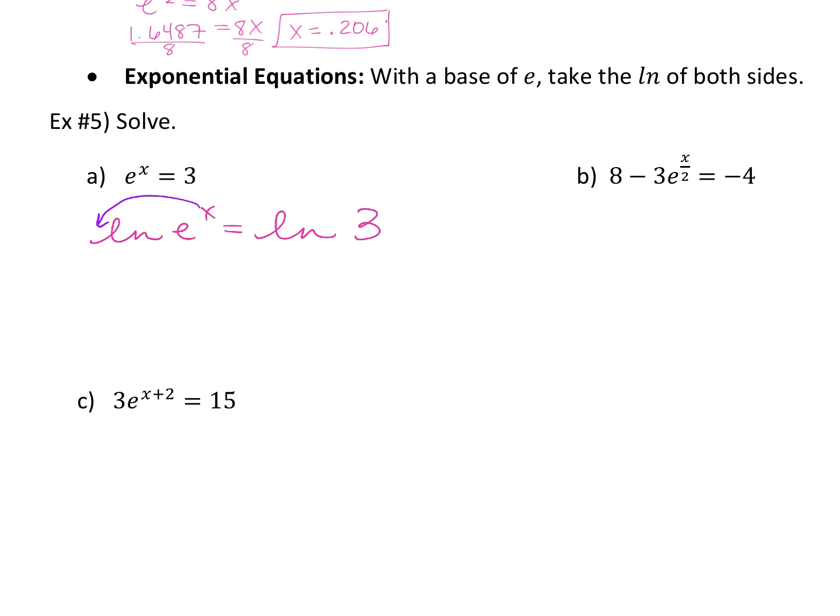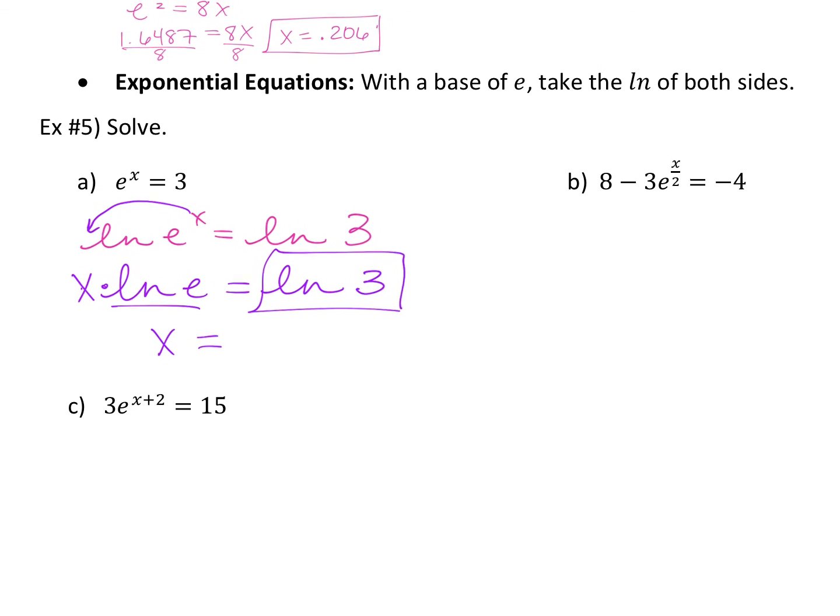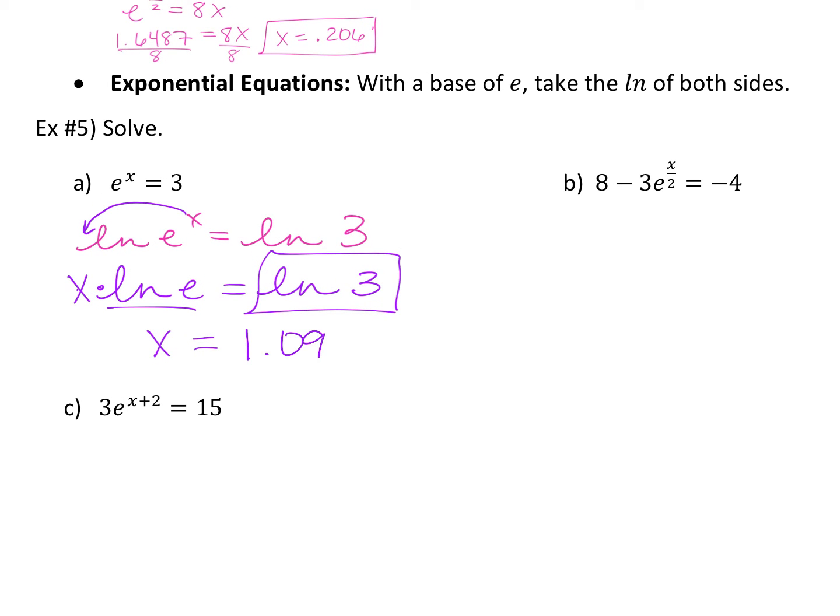Okay, what do you do next? Put that x out in front. So it's x times the natural log of e equals the natural log of 3. Who do you see? Lenny. Little Lenny. He's right here. So x times 1 is just x. So all you're doing is plugging the natural log of 3 into your calculator. So plug that in, natural log of 3, and you get 1.099. Okay.